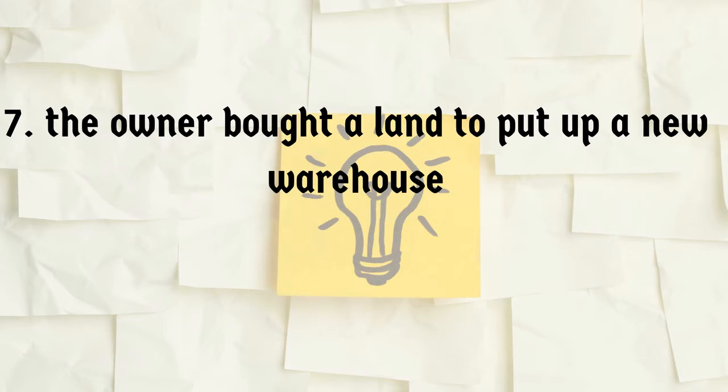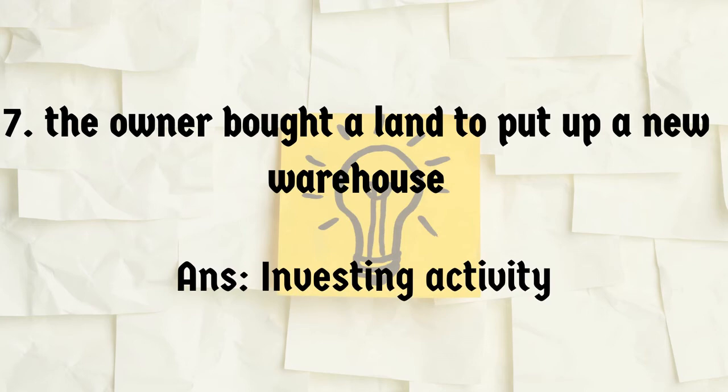Ito, last na to. Number 7, the owner bought a land to put up a new warehouse. Is it operating, financing, or investing activity? The answer is investing activity.